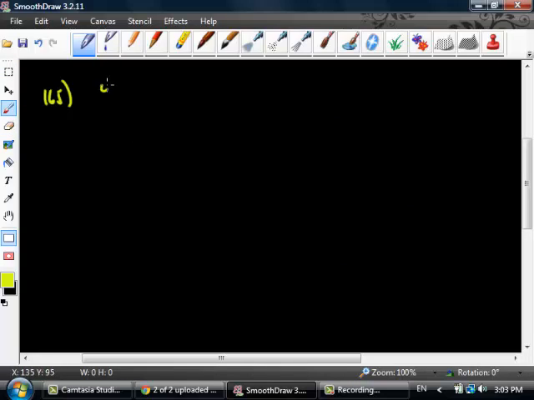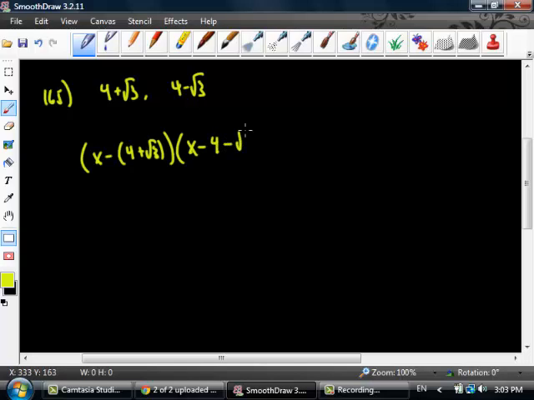So the roots here are 4 plus root 3, 4 minus root 3. And so what we're going to do is set this up as x minus, parentheses, 4 plus root 3, and then x minus 4 minus root 3. Okay, the temptation might be to distribute the negative and make a trinomial times a trinomial. Please don't do that. You're going to make life very, very difficult for yourself.